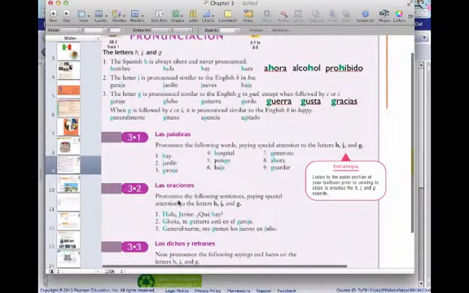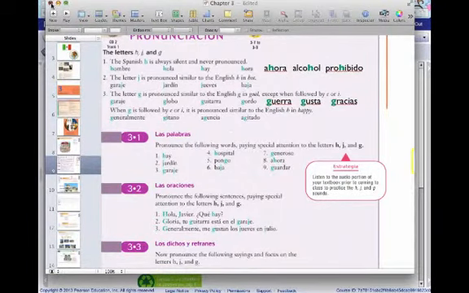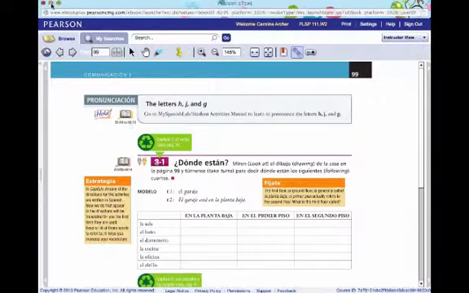So here, for example, you have some words. Hay, jardín, garaje, hospital, pongo, baja, generoso. So, especially with the letter G, make sure that you take into consideration these two cases. Muy bien.